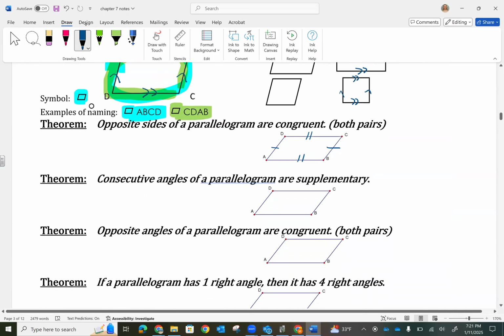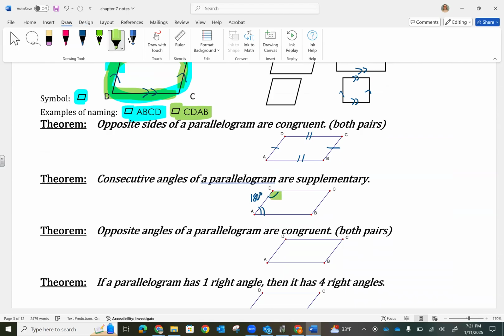Next thing is consecutive angles. Consecutive means in a row, and they will be supplementary. So if you add this one to this one right here, you're going to get 180 degrees. And also if you add this one to this one, you're also going to get 180 degrees. And so on. If you add these two together, you're going to get 180 degrees. So consecutive angles add to be 180 degrees.